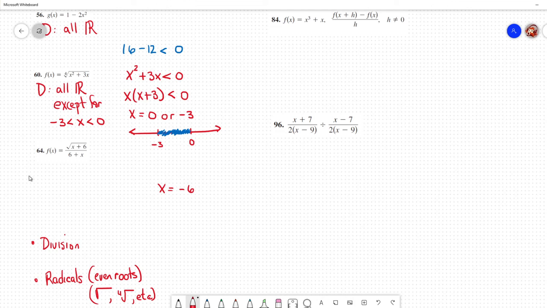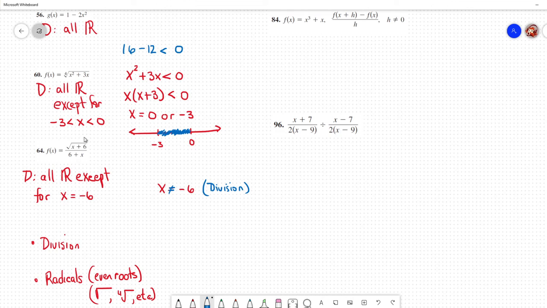So I cannot. So I'm going to start writing my domain. All numbers except for x equals -6. So that deals with the division. Okay. Right over here in blue. So I remember, why am I writing this? The division part, not b. -6. Now, do I have any radicals in the problem?